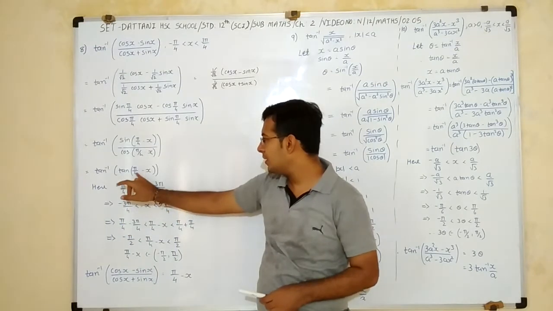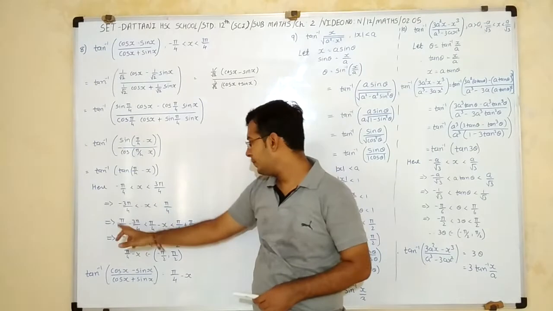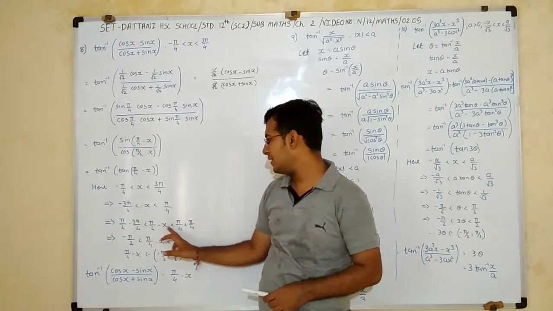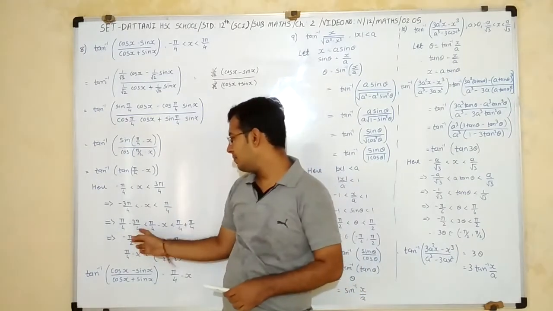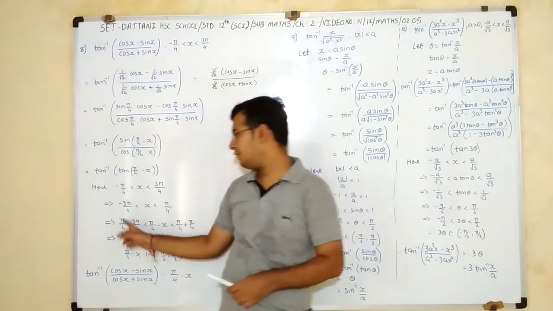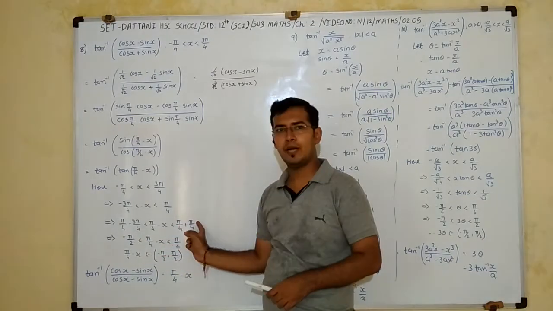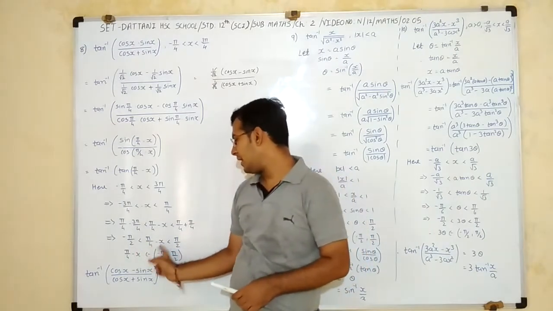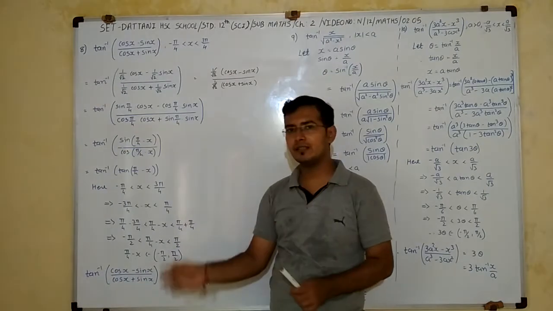Now I need pi by 4, adding pi by 4 on all sides. So pi by 4 minus 3 pi by 4 less than pi by 4 minus x less than pi by 4 plus pi by 4. The denominator is the same, so pi minus 3 pi is minus 2 pi upon 4. Cutting by 2, I get minus pi by 2. And here pi plus pi is 2 pi by 4, so cutting by 2, I get pi by 2. It means pi by 4 minus x belongs to minus pi by 2 to pi by 2. It means it is in range.